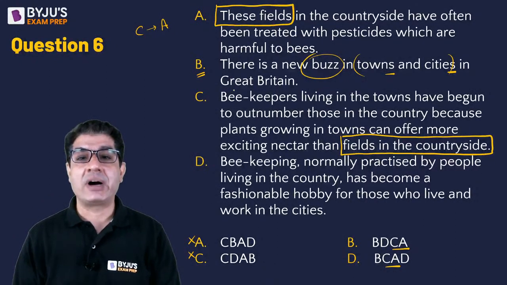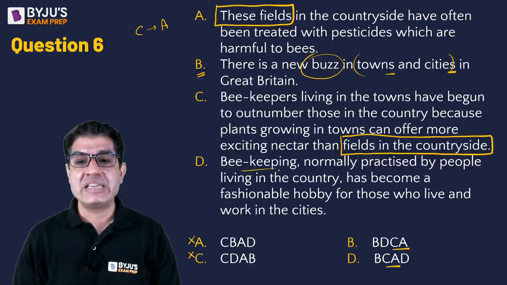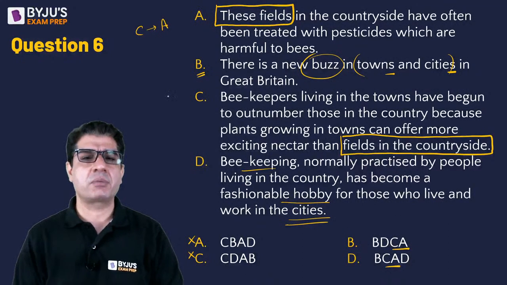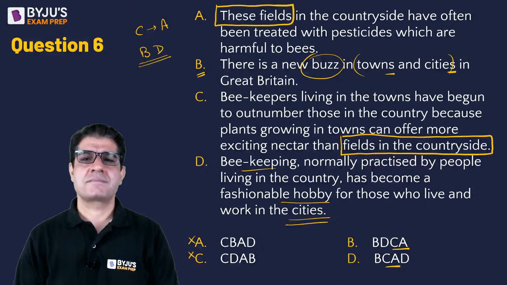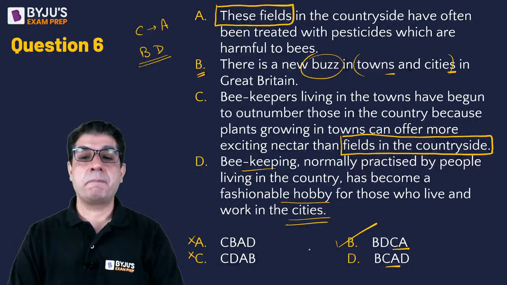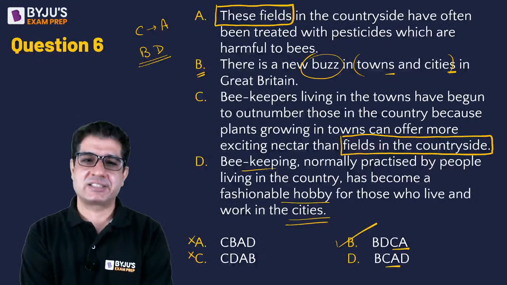So there is a new buzz. What is that buzz? Beekeeping, or the buzz is caused by beekeeping, has become a fashionable hobby for those who live and work in the city. So you notice urban areas. So you need to have BD. And that is why option B is going to be the best answer for us.